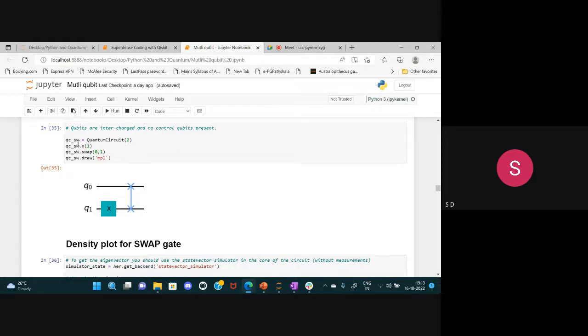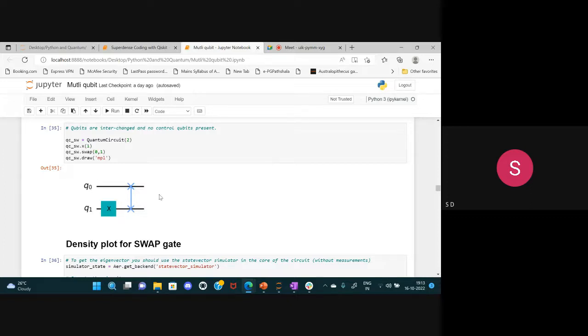Next, we are applying an X gate to Q1. Why? Because I've already said that by default the qubits are in state 0. If you have 0 0 and you interchange using a swap gate, what will you get? You will of course get 0 0 only. So there is no use of applying a swap gate, right? For that reason, we are flipping the qubit by applying a Pauli X gate to Q1.